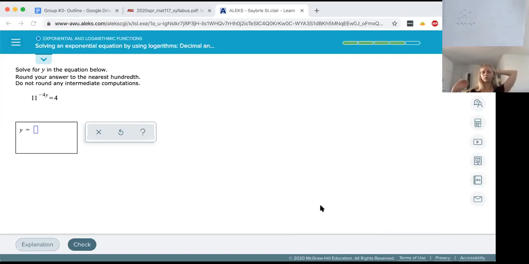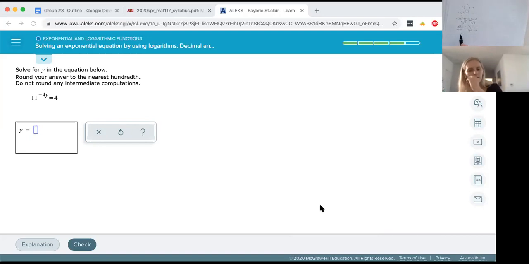Okay. And then to start to isolate for this y, divide both sides by log 11. That's where you get that part of the fraction and the answer. And you're left with negative 4y equals log 4 divided by log 11. And then right there, you're dividing both sides by negative 4, which is really the same as timesing the right side by negative 1/4. That's kind of weird looking. But those negative 4s will cancel, to get y by itself.